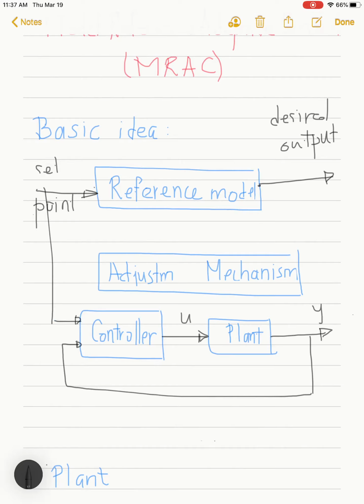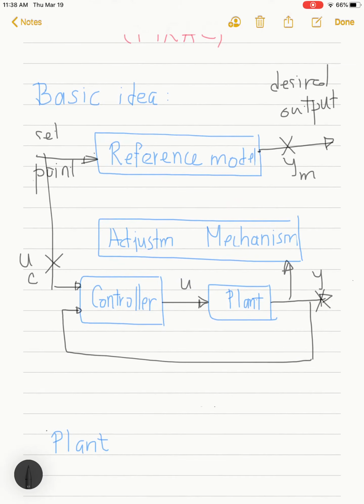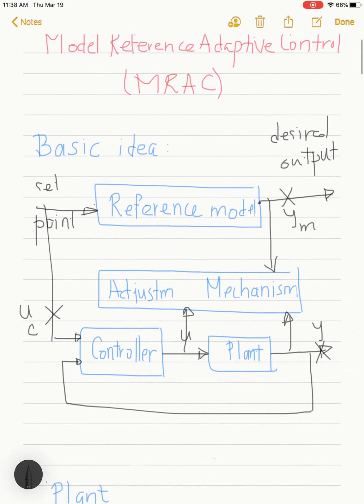Now, our purpose is to make the relation between the set point, call the set point say UC, and the output of the real system similar to the relation between UC and the desired output of the reference model. I'm going to call that say YM. In order to achieve this, I take measurements from the output of the real system, the control signal, and the output of the reference model. These three signals will go through the adjustment mechanism, and the purpose of the adjustment mechanism is to tune the controller.